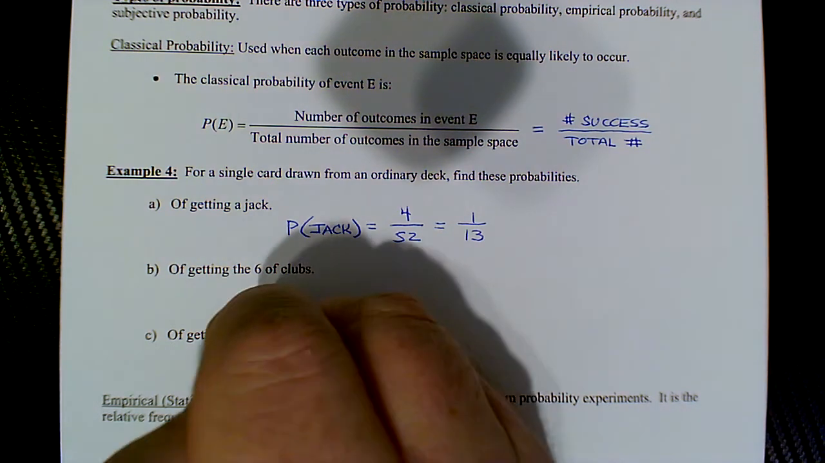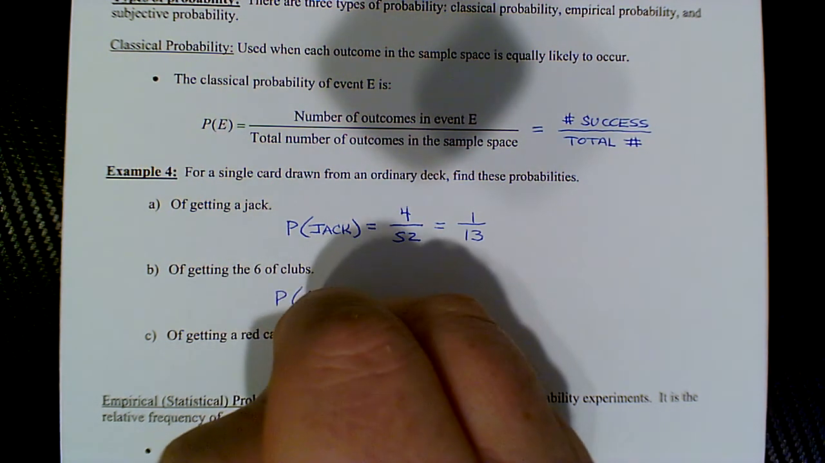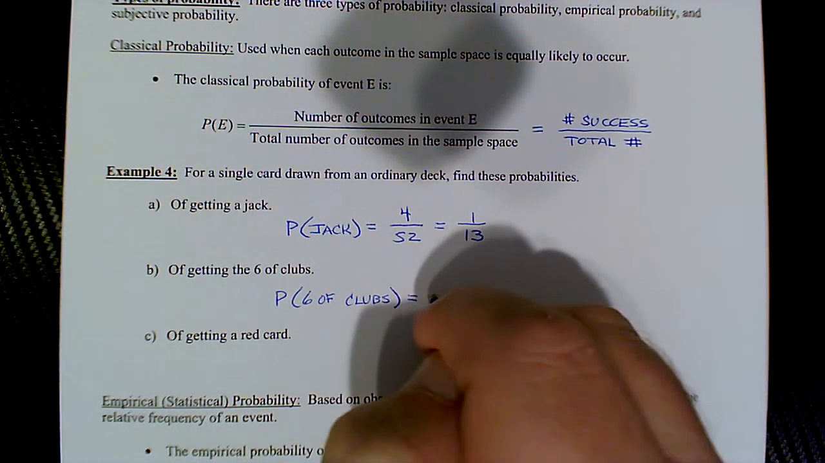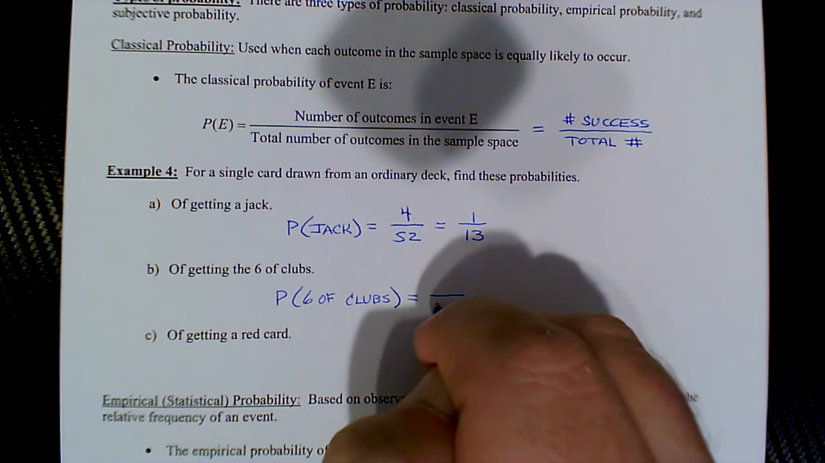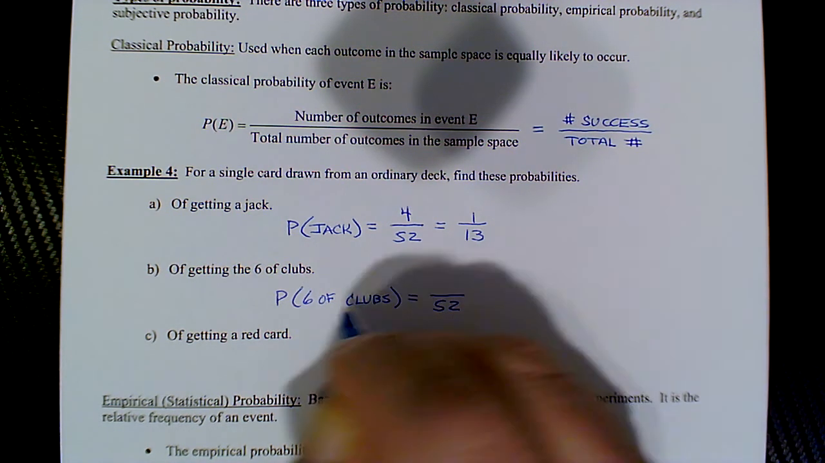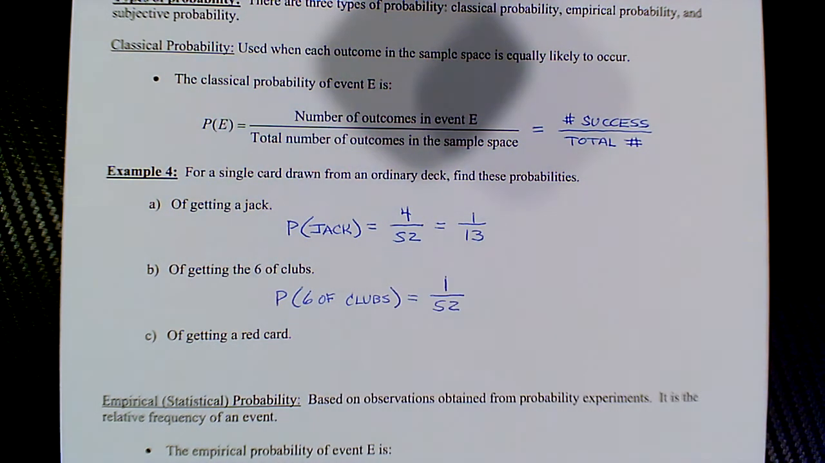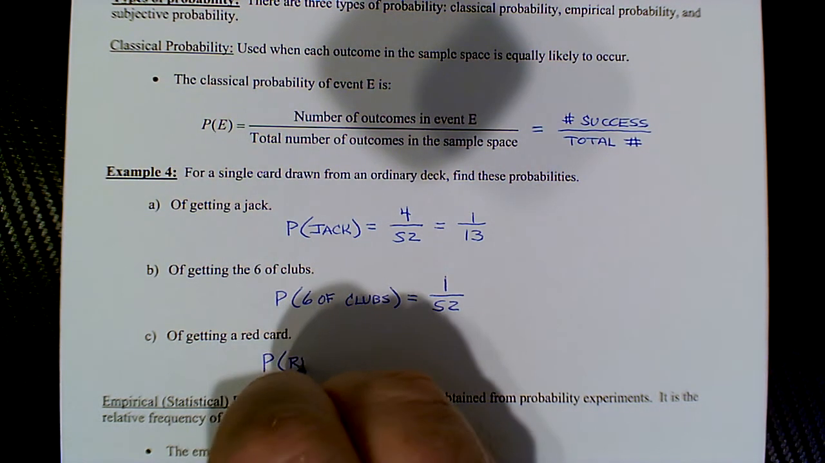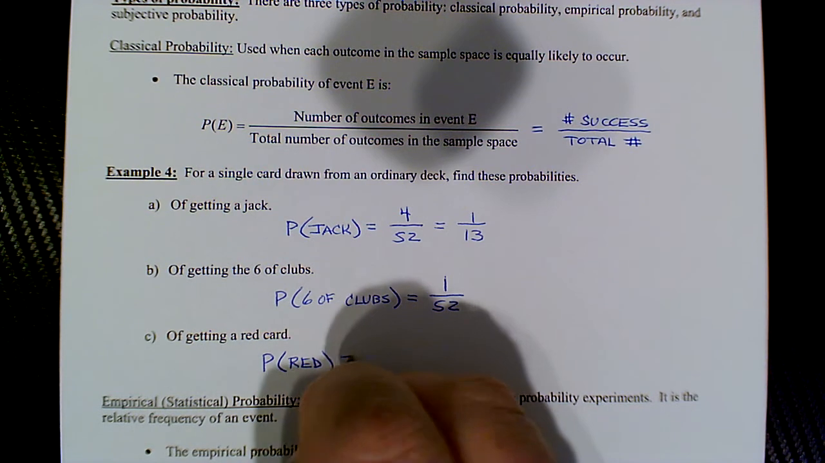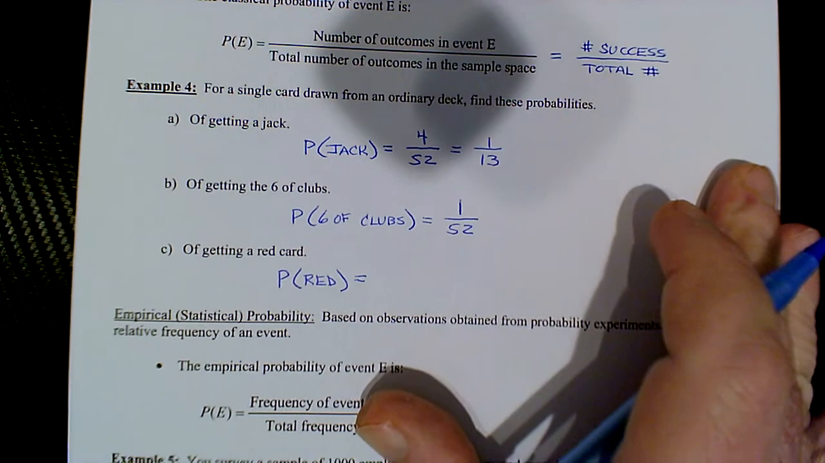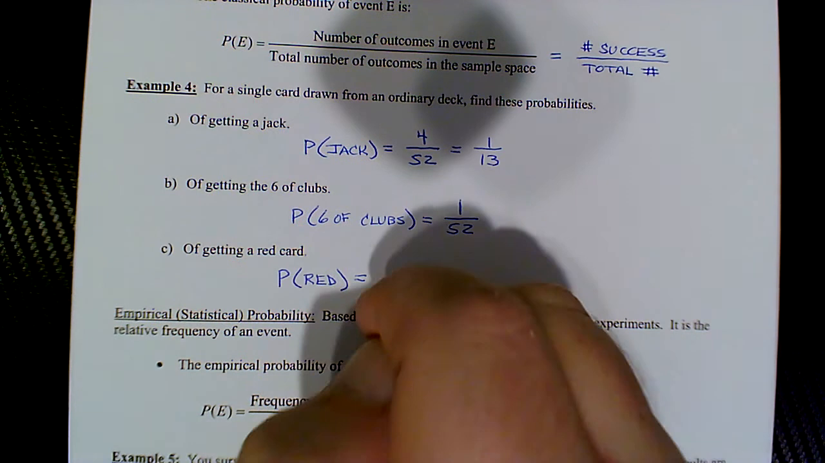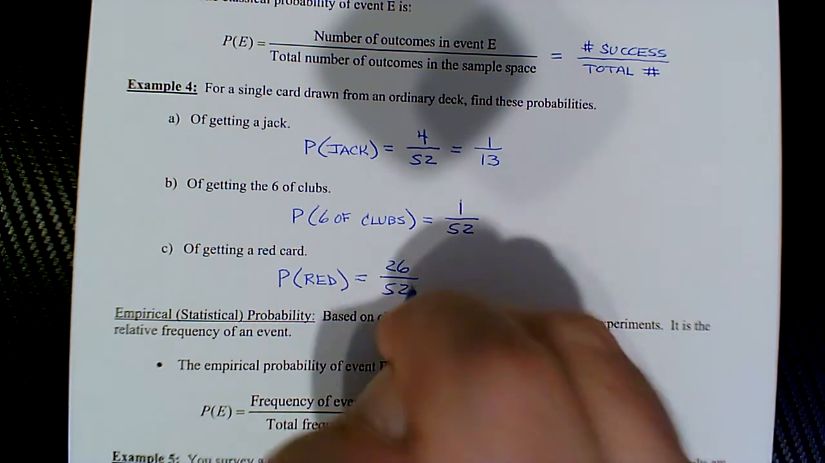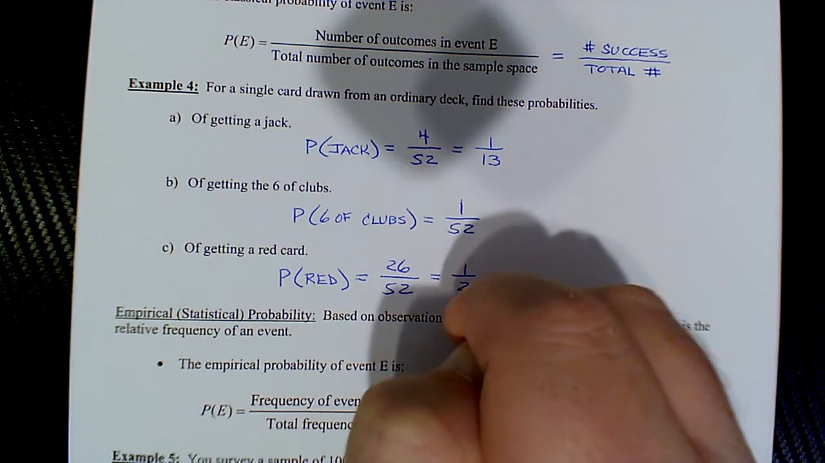Probability of the 6 of clubs. Again, I'm going to think success over total, so it's a fraction. Again, there's a total of 52 cards, but the 6 of clubs, that's only one card. So 1 out of 52 for that one, and the probability of a red card. Now, you could just think intuitively 1/2, because you know half are red and half are black, or you could say 52 total and 26 are red, which reduces to 1/2.